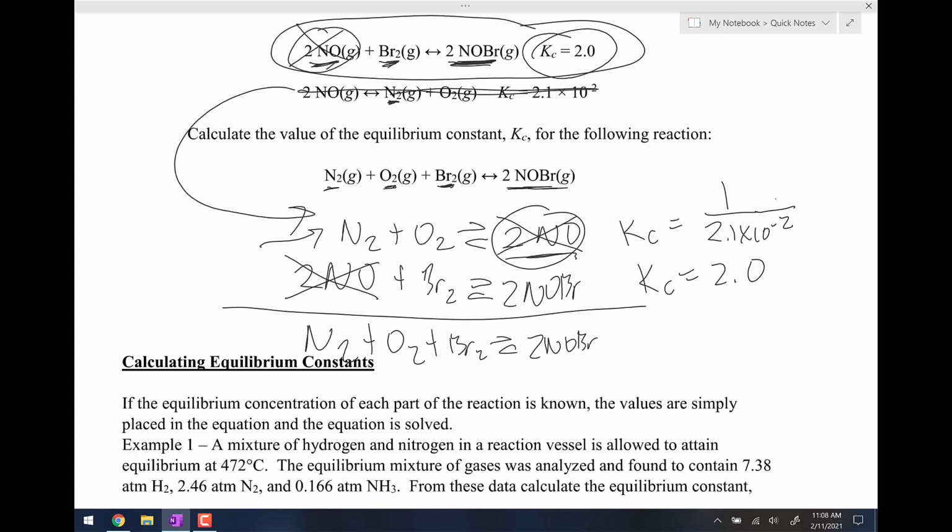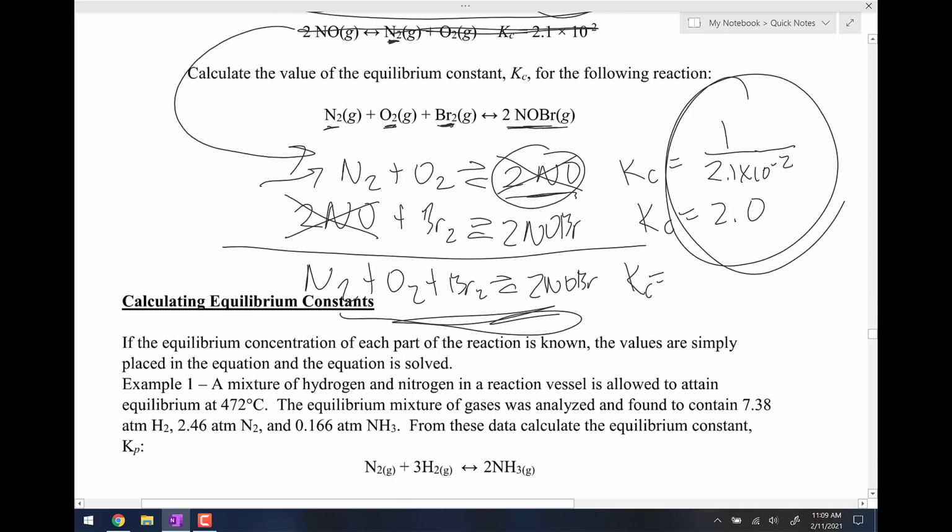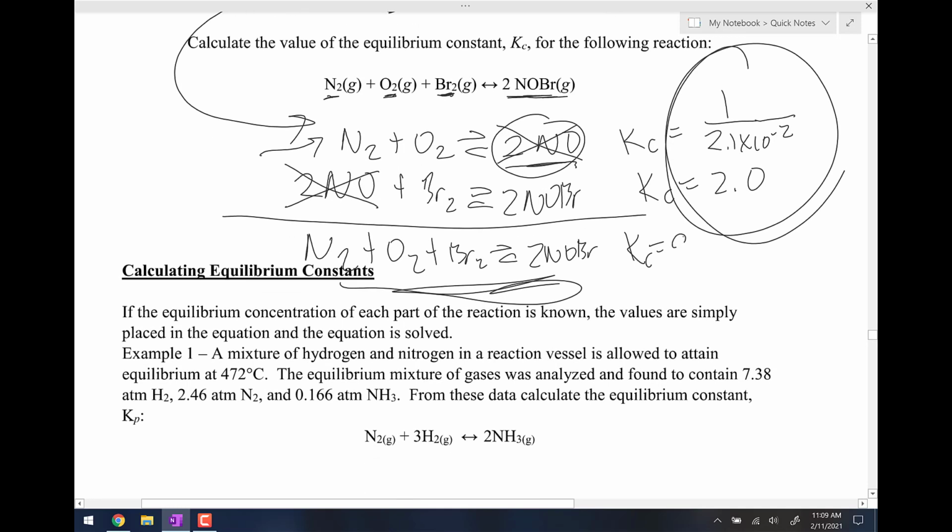So now I'm just going to take 1, because remember, now I have to multiply those two together to get the equilibrium constant for this equation. So I've got to take 1 divided by 2.1 times 10 to the minus second. Okay, and then I've got to multiply that number by K2. And that gives me a final answer. This one is going to have an equilibrium constant of 95.2.